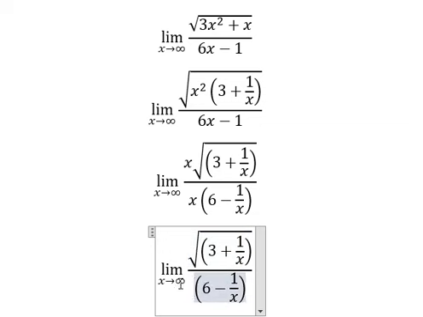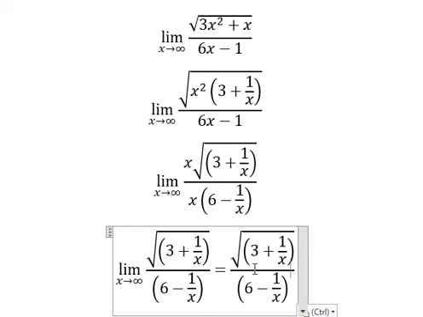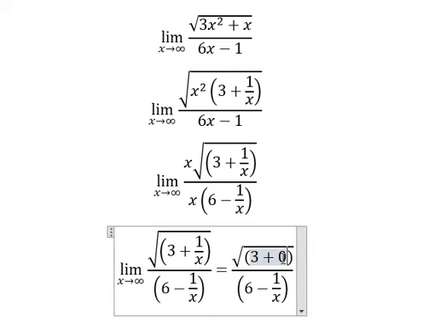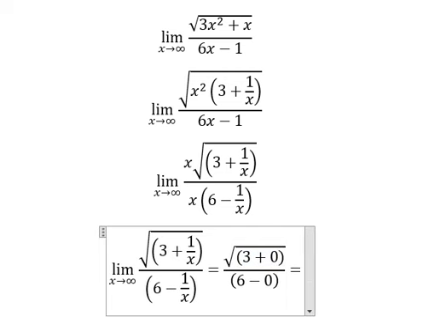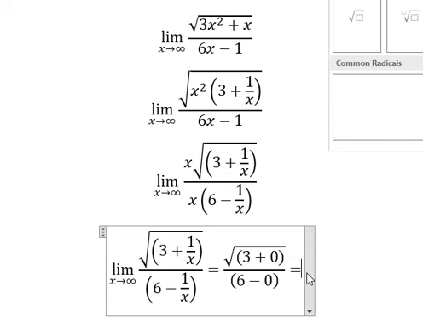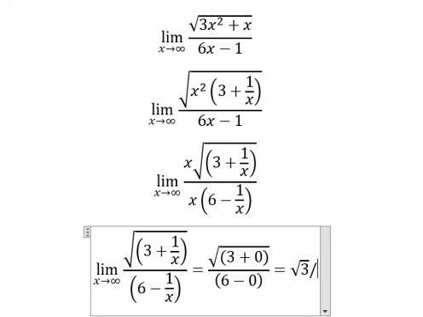When s approaches positive infinity, 1 divided by positive infinity, you get 0. Similar for this one. And now we have the final answer. So we have the square root of 3 over 6. This is the end.